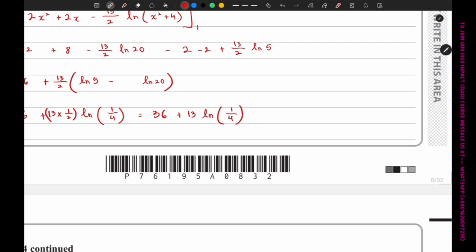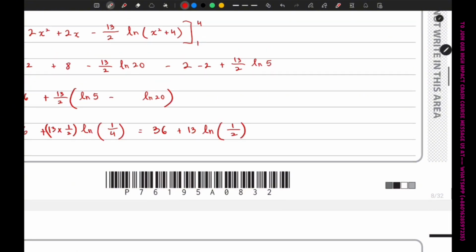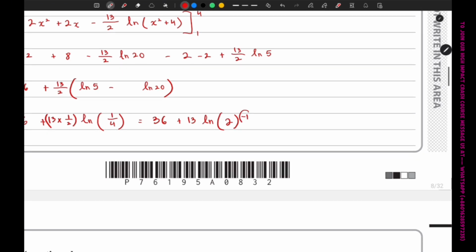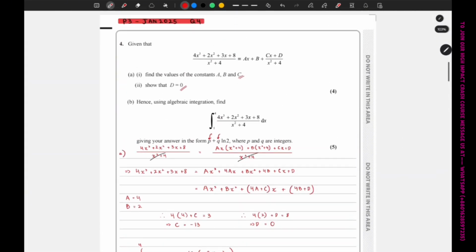So this is basically root over, so it's 1/2. Now I can write 1/2 in this format, 2 to the power -1. Now if I bring this -1 to the front side, this becomes 36 minus 13 ln 2. So this is the answer for this question.